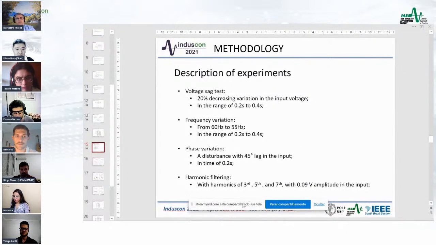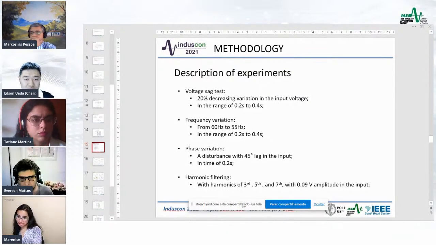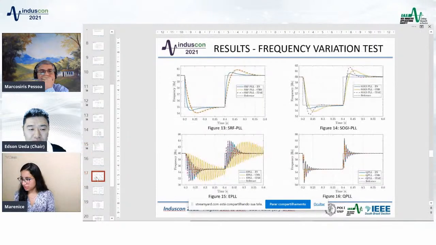So the frequency variation was made in the region of 0.2 seconds to 0.4 seconds with a range from 60 hertz to 55 hertz. And we obtained these results. In the first topology, we have this result, in the second topology, this result, in the third topology, this, and in the fourth, this result.